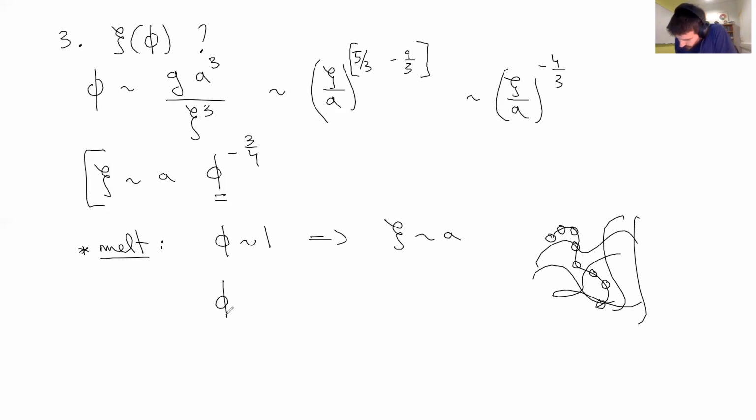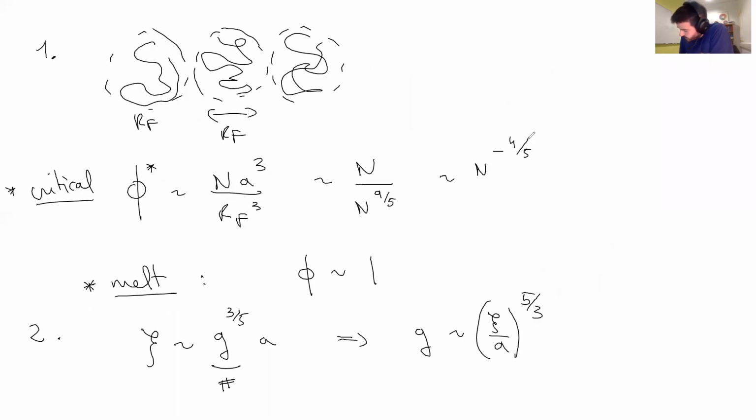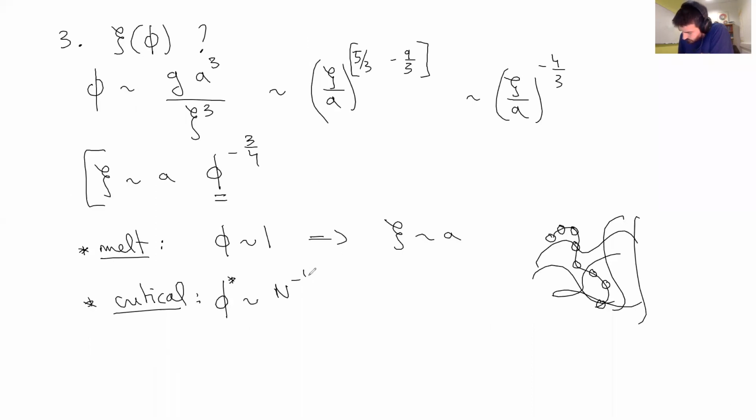Now, if you are at the critical concentration, so it's called phi star here, then remember phi star is equal to N to the power minus 4/5. And so Xi is equal to what? We have A phi to the minus 3/4, so it's N to the minus 4/5 to the power minus 3/4. Okay, and so it's A, and then you can remove the minus, the 4, so N to the 3/5. Conclusion, it's the Flory radius.